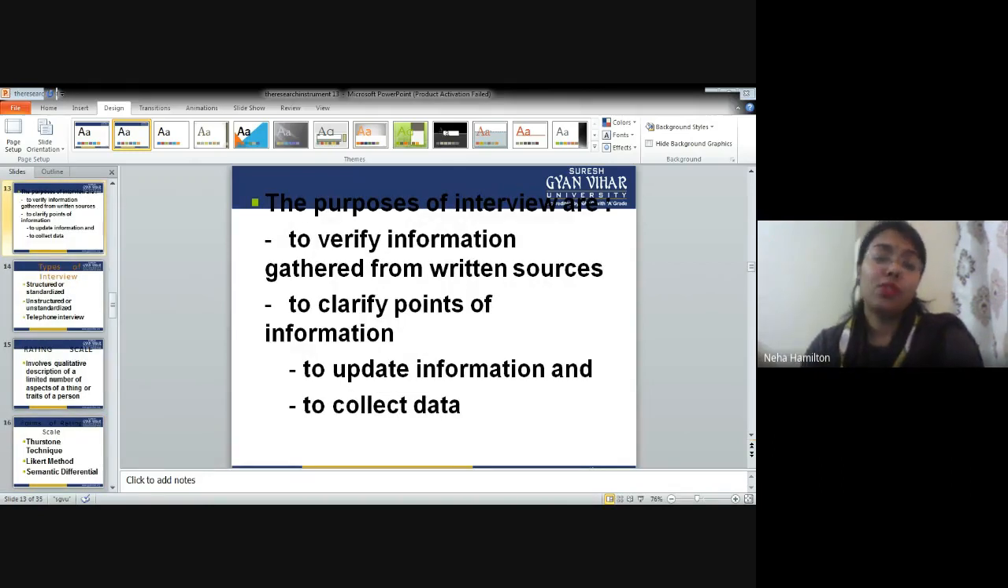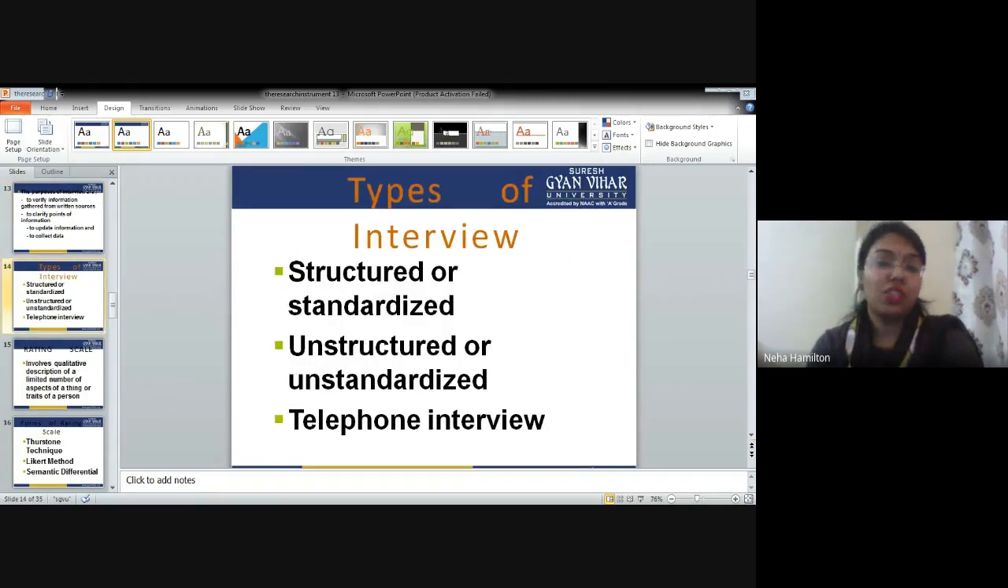The purpose of the interview, what are the purposes of interview? The first is to verify information gathered from written sources, to clarify the points of information, to update information, and to collect data. So these are the types of interview: structured interview or standardized interview, unstructured interview, and telephonic interview. Right? So these are the three types of interview that we have to understand.